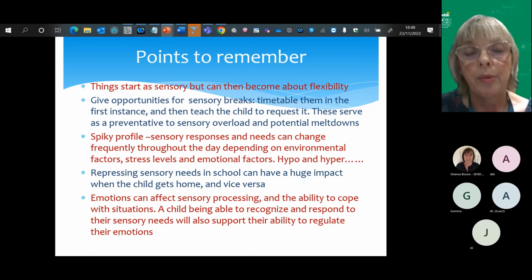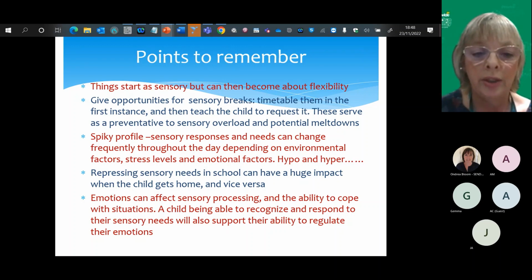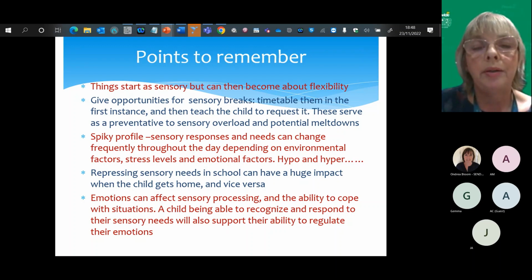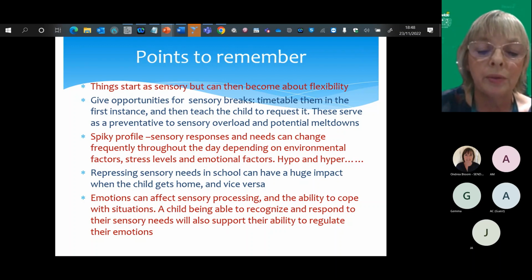The other thing to remember, which is very annoying, is that children are not oversensitive or undersensitive in different areas. They're oversensitive and undersensitive in all areas and different levels and different days. So it might be that one day your child is in a fight or flight state about a sound which doesn't bother them on another day. So that can be quite difficult.